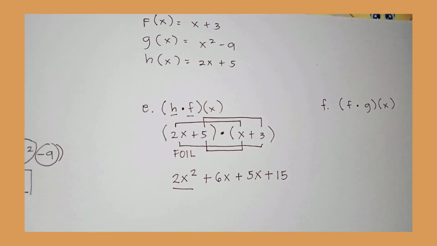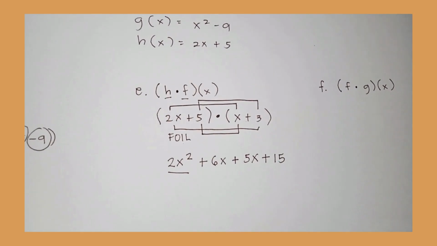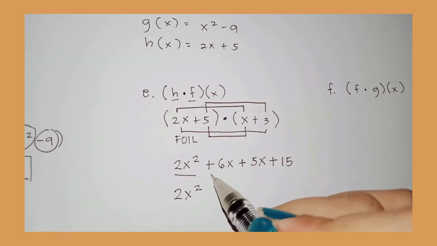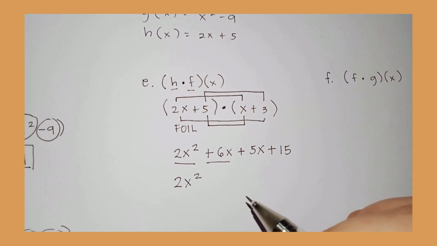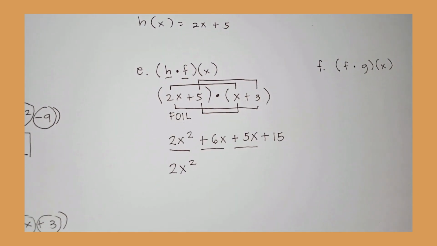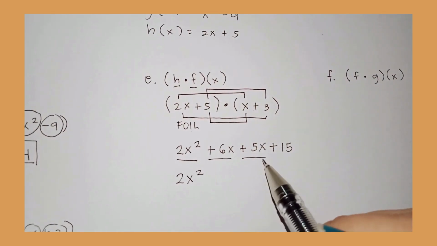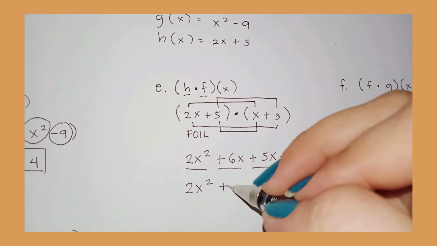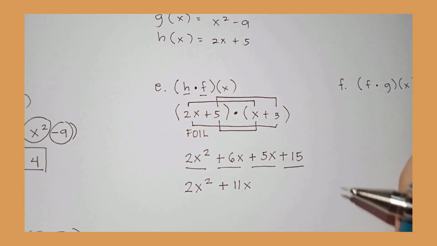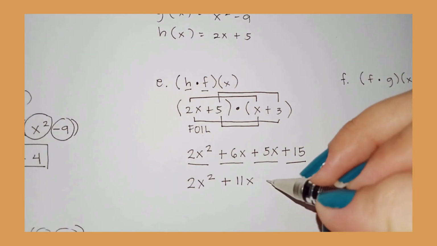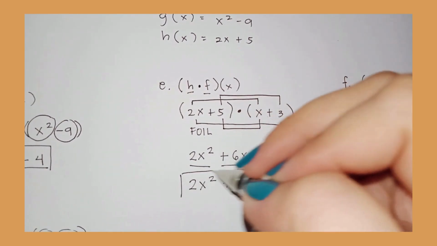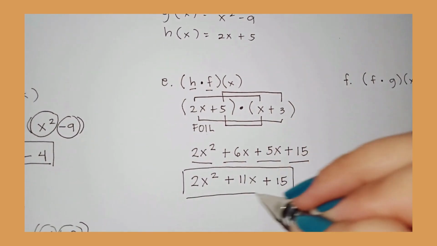Meron ba kasama or kapareho yung 2x squared? Wala. So, kokopyahin lang natin 2x squared. Next, yung positive 6x, meron ba siyang katulad na x? Ay, meron, which is yung positive 5x. Combine lang natin. 6x plus 5x, the answer is positive 11x. Next, yung positive 15, wala na siyang kasamang constant. So, i-bring down lang natin positive 15. So, this will be our final answer in example letter E.